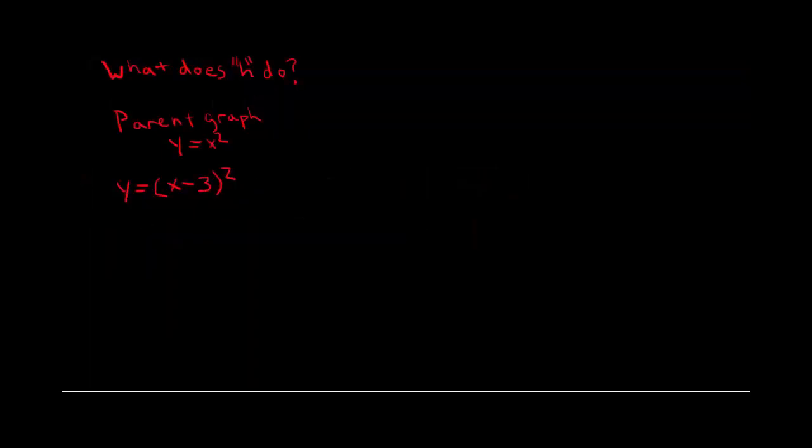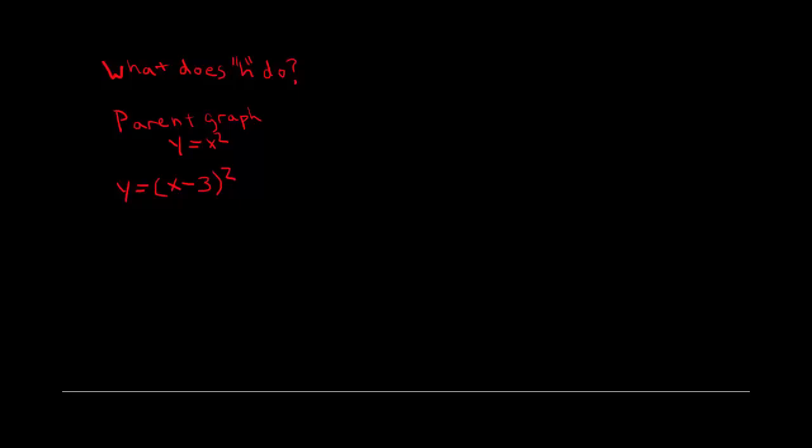So today we're going to talk about the h value and what it does to the graph. If we remember what our parent graph looks like, y equals x squared, we have a vertex at 0, 0, over 1 up 1, over 2 up 4, over 3 up 9. We need to make sure we're remembering how this growth pattern occurs. So what happens if we subtract 3 on the inside? If we have x minus 3 quantity squared?